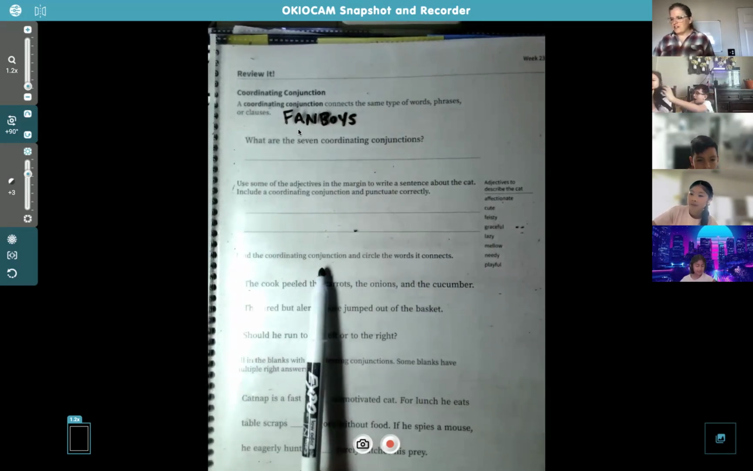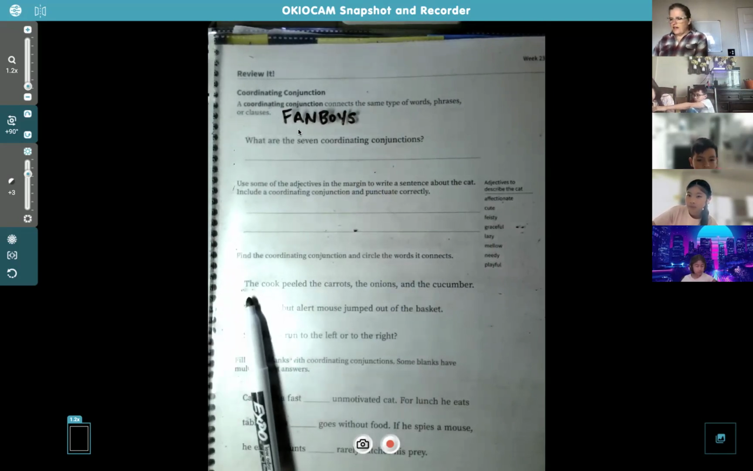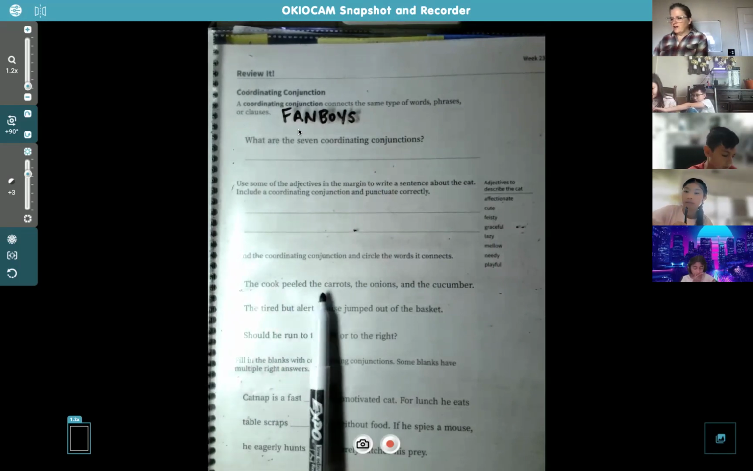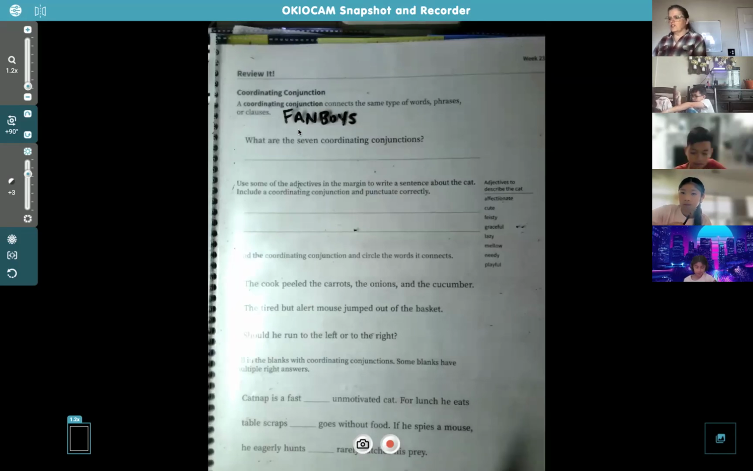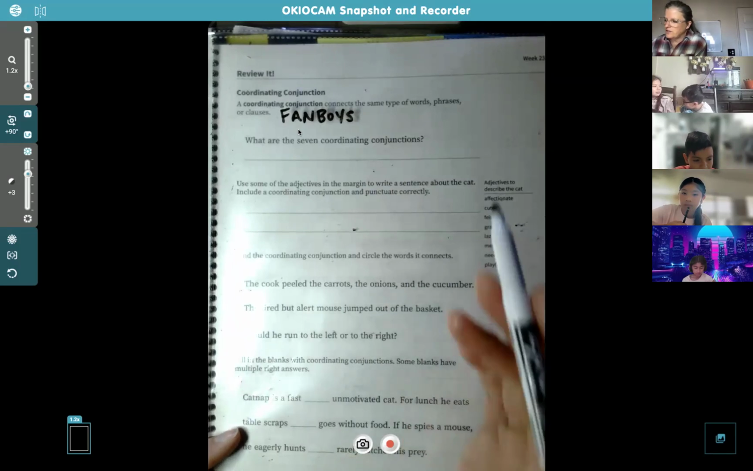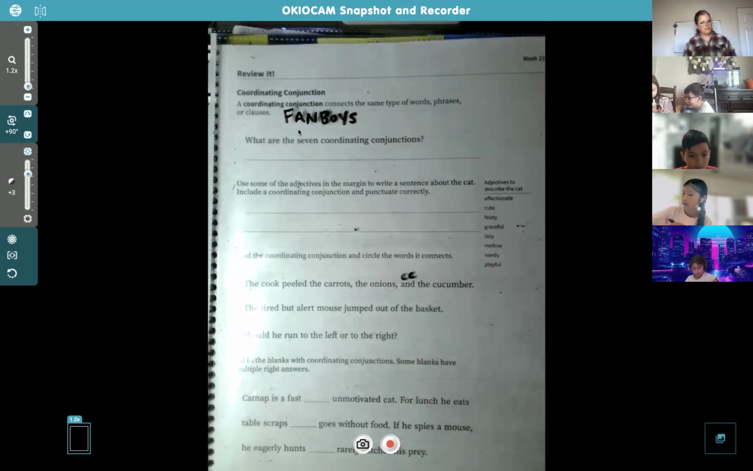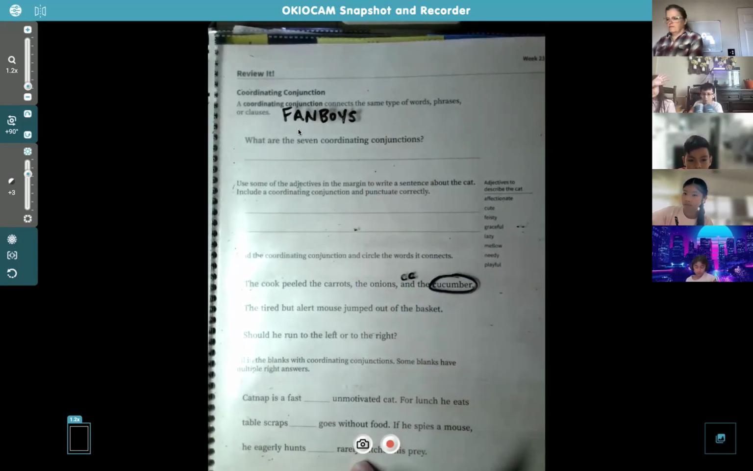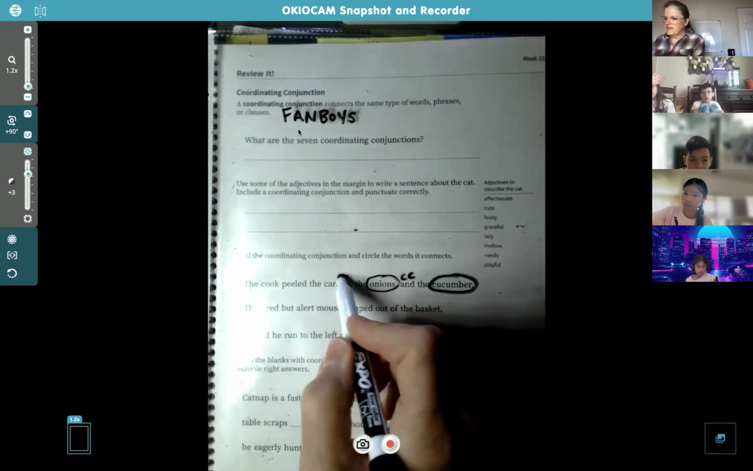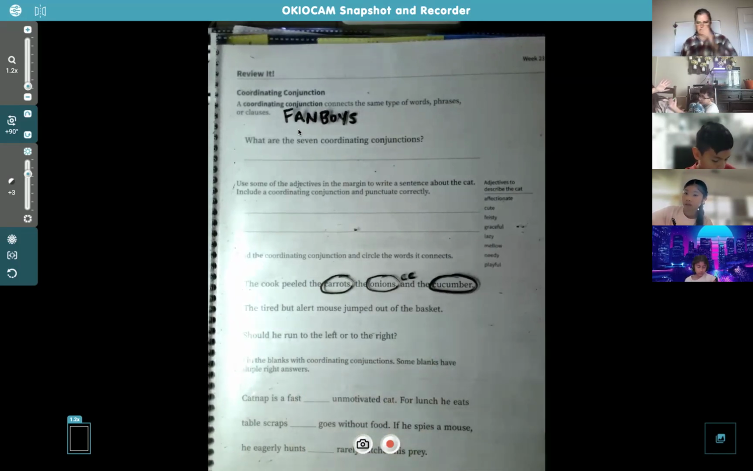Let's go on to the next part here. It says find the coordinating conjunction and circle the words it connects. So it says the cook peeled the carrots, the onions, and the cucumber. So, Julio, what is the coordinating conjunction in that sentence? And. Good. So let's label that CC. And then Julio, what is it connecting? The cucumber? That's one thing it's connecting. What are the other words it's connecting? Onions, carrot. There you go. Onions and carrots. So and is connecting carrots, onions, and cucumber. Very good. Those are three nouns.